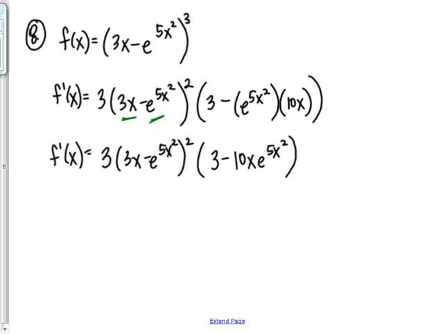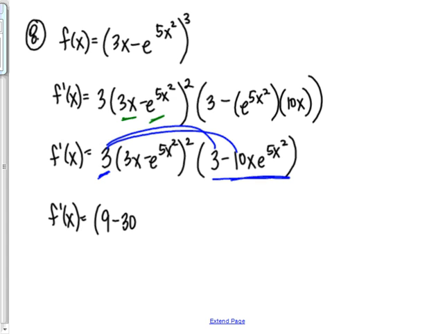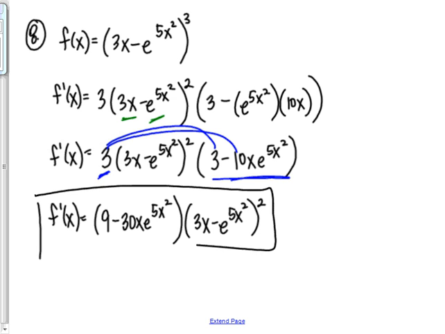All right, so in a chain rule, what I can always do is take the front and the back and multiply it. So what I'm going to do is distribute this 3 through here just to make it a little bit cleaner looking. So if I distributed that 3, I would end up with 9 minus 30x e to the 5x squared here, and then I have my 3x minus e to the 5x squared here. So ugly answer, but that's the way you work it. So if you don't remember those rules, make sure you go and review them from BCalc 1.